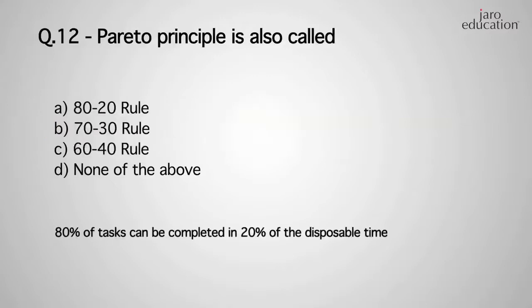The Pareto principle is also called the 80-20 rule, the 70-30 rule, the 60-40 rule, or none of the above. Well, we did talk about the Pareto principle in Unit 1, where we said that 80% of the tasks can be completed in 20% of the disposable time, and therefore the Pareto rule is also called the 80-20 rule. So the answer here is A, 80-20.